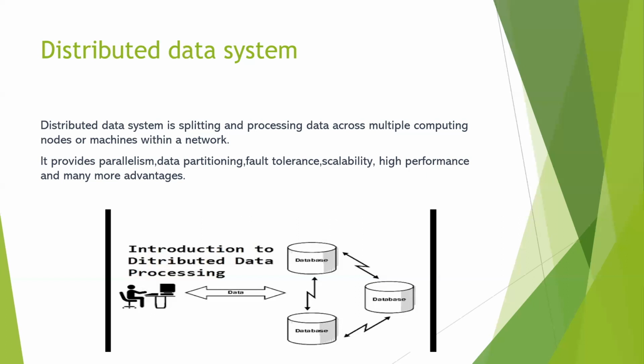Next is fault tolerance. In a distributed system, if one node fails, it is easy to recover, and our system will not crash because we have multiple nodes. Otherwise, if you have only one node or one database and it crashes, then your system will also crash. You will not be able to work until it is restored. So it provides fault tolerance.